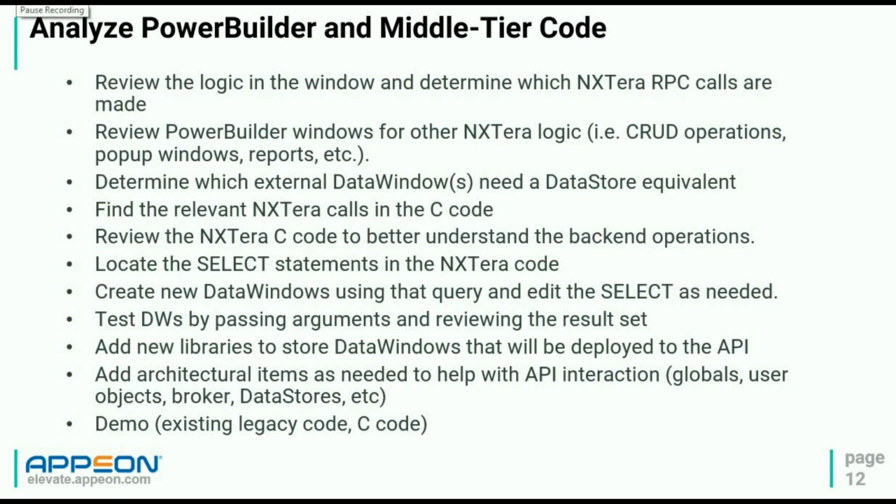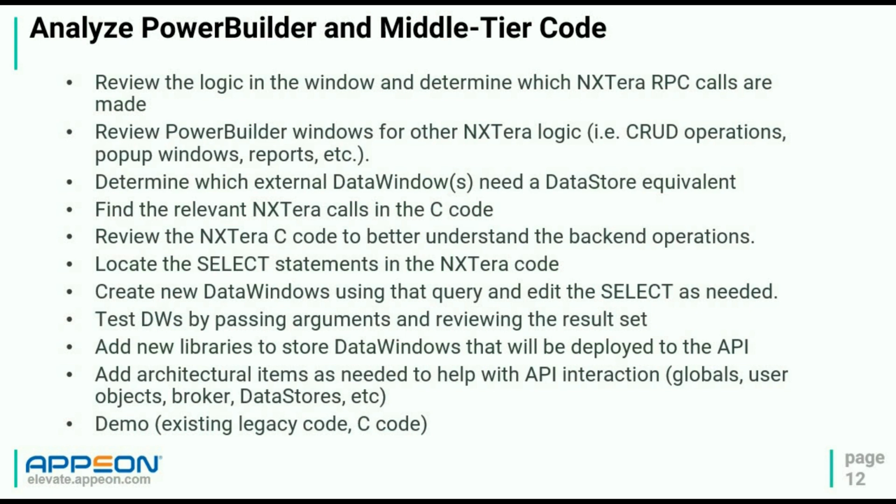The next step was really to analyze the PowerBuilder and the middle tier code at the same time. Using the cookbook that I mentioned, we would review logic in Windows, determine what calls are being made in the middle tier, and review PowerBuilder Windows for other logic. A lot of these windows would have buttons and other hidden functionality, in a double-clicked event or something of that nature. So a lot of digging had to be done to uncover what we had to migrate.